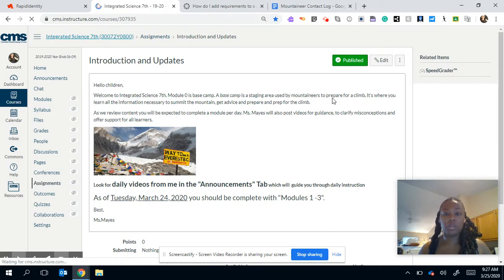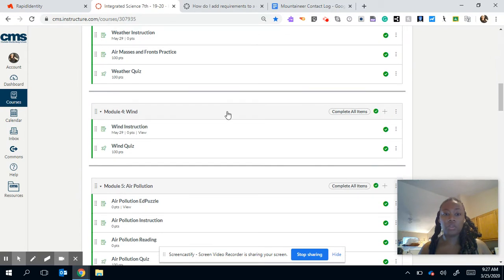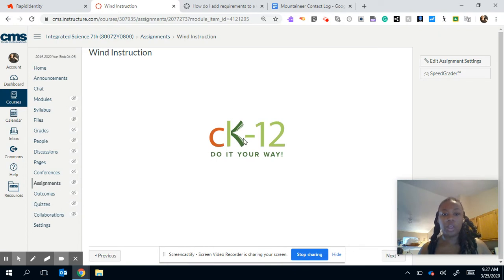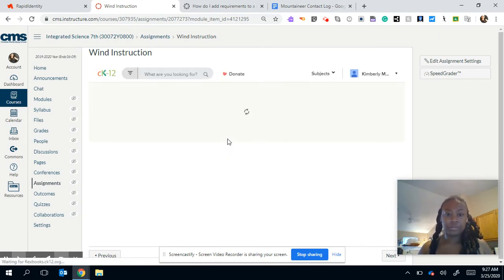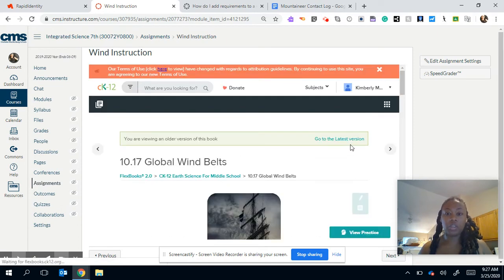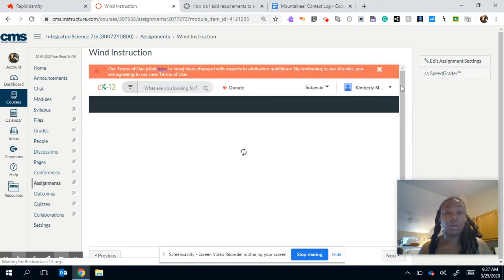So we are going to be completing, scrolling down, module 4. So module 4 is 2 links, wind instruction and wind quiz. So if we click on wind instruction, it's going to take us to the CK12 website. And so it's loading now. So when we go to the CK12 website, you are reading to learn.